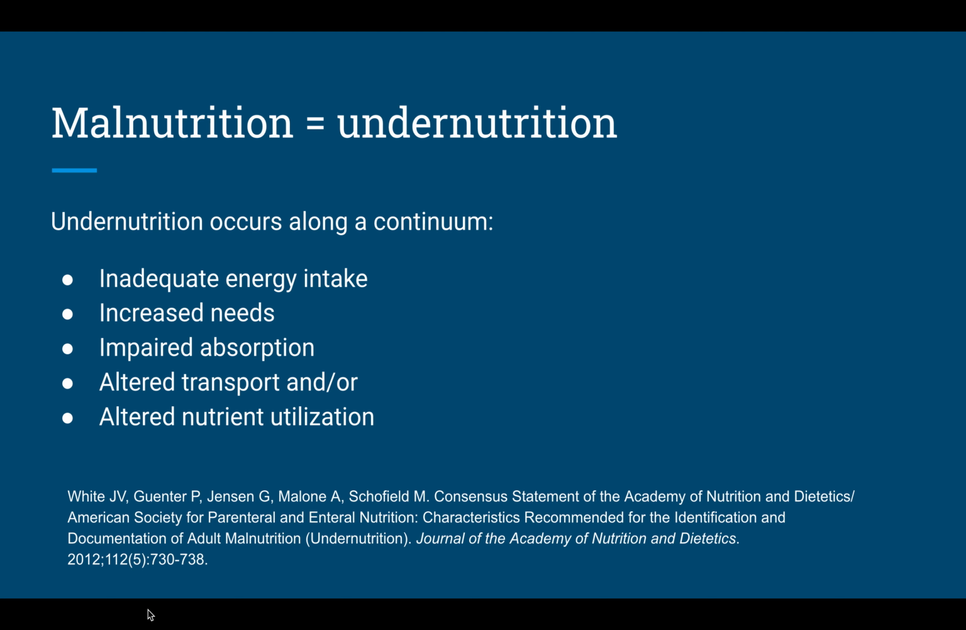And of course, when we talk about malnutrition, we're talking about undernutrition. This can occur because the patient has inadequate energy intake, and this could be something that is long term or as short term as 5 days. Also, increased needs. A patient that is in the hospital might have many conditions, many diseases that speed up the metabolism, so the patient is hypercatabolic. There could be impaired absorption. For example, someone with cystic fibrosis definitely will have impaired absorption, and it could also occur because there's an alteration in the transport or in the utilization of nutrients.